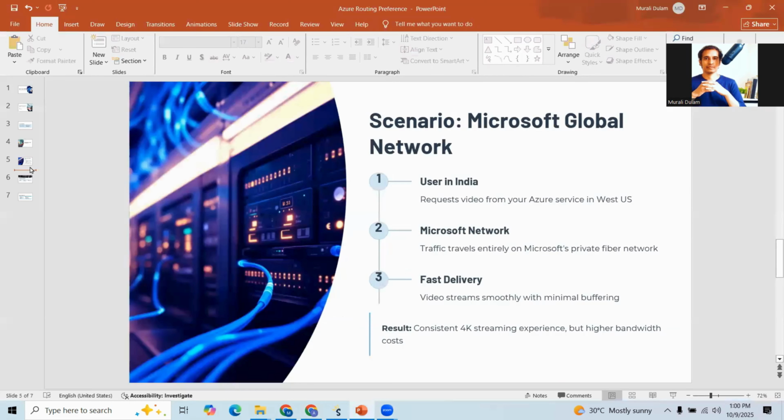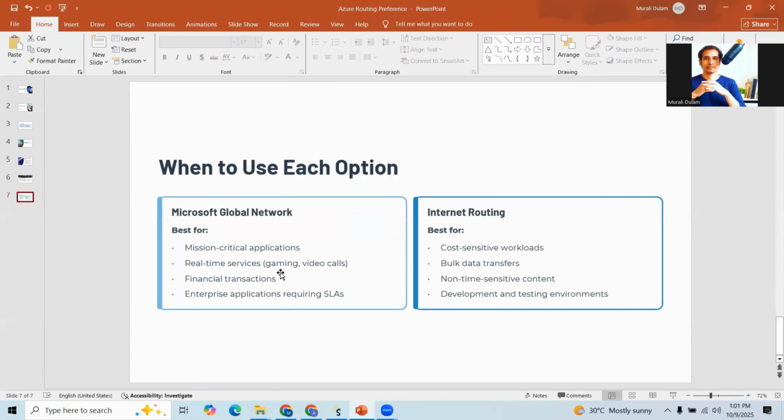So just see here which one we need to select. If you are using a mission critical application, we can start using Microsoft Global Network, as well as for financial transactions and some enterprise applications, right? For cost sensitive workloads, bulk data transfer, and non-time sensitive content, we can go for internet routing. Now let us see these options also. Where can we find all these options? Let us see that.